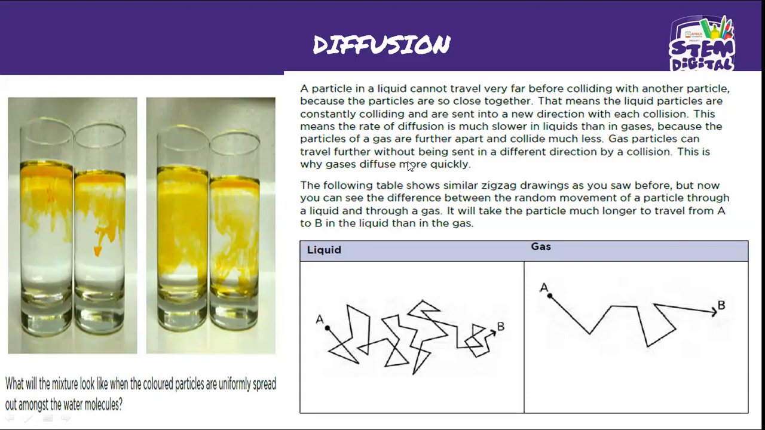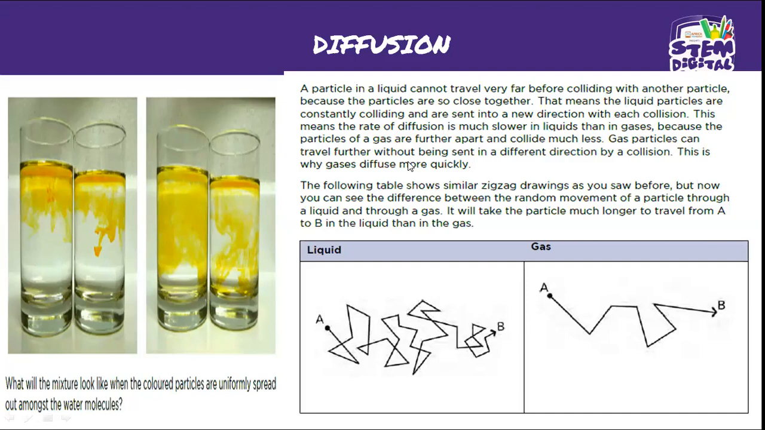And because there is less collision, they are free to move to wherever they are going. If this one is moving northwards, it will continue moving because there is less collision. But in liquids, there is more collision. So hence, diffusing in liquids is less compared to that of what? Gases. So this diagram is just illustrating what we have done here.